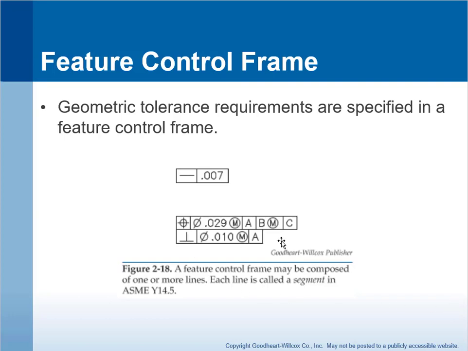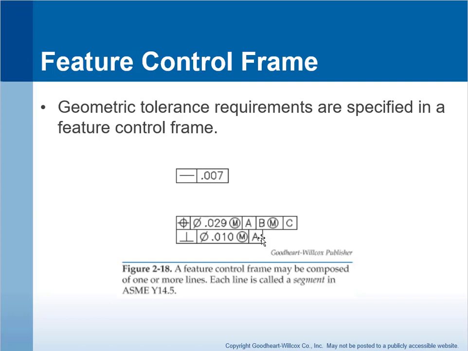This one is a little bit more complex. We have a positional tolerance here, and our tolerance value is 29 thousandths, and the diametral symbol in this case defines the shape of the tolerance zone. This M here is a modifier. It means maximum material condition. We'll talk about that as we go on in this course. All I'm really trying to do with this is introduce you to what a feature control frame is and what its elements are.